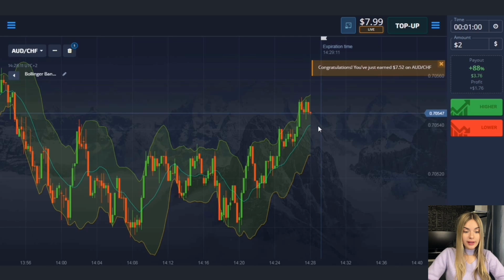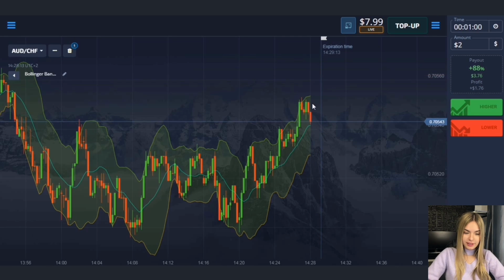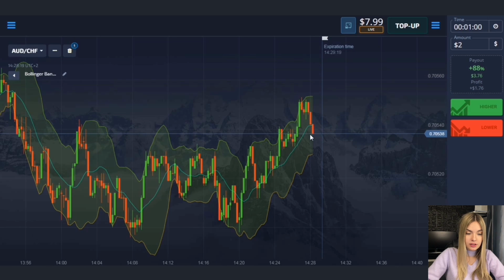Great guys, the rollback still happened and we are making a profit here. 1 minute was enough for us. Also this indicator helped us to determine the upper limit of the price again. Let's continue and consider the following market situation.